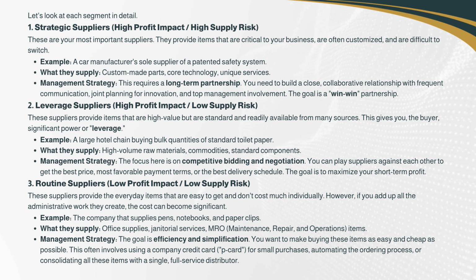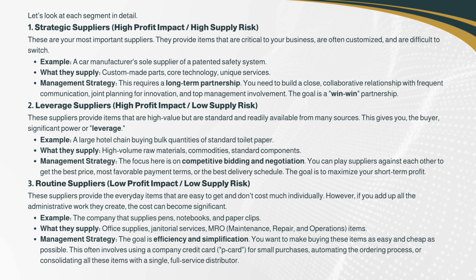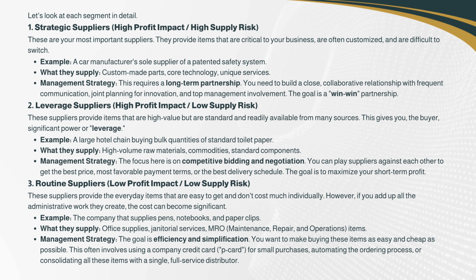Management strategy: the goal is efficiency and simplification. You want to make buying these items as easy and cheap as possible. This often involves using a company credit card, or P-card, for small purchases, automating the ordering process, or consolidating all these items with a single, full-service distributor.